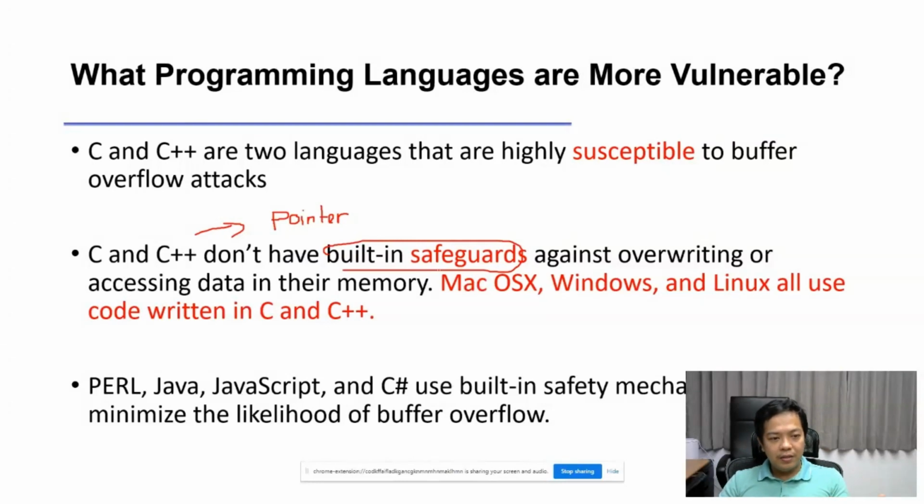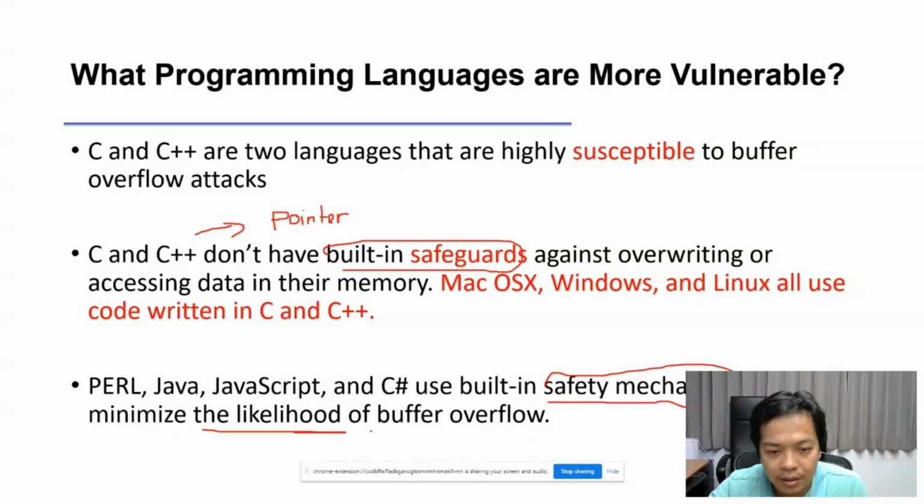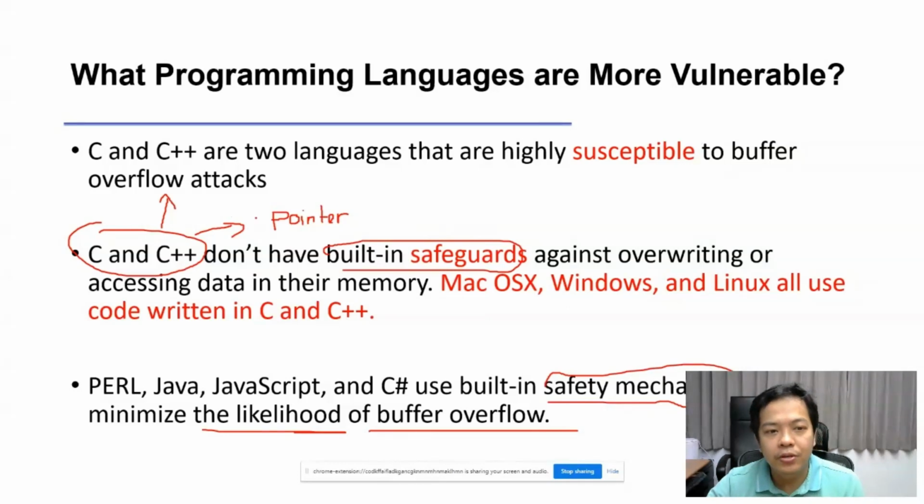But some other languages like Perl, Java, JavaScript, or C Sharp have methods to prevent buffer overflow. They have built-in safety mechanisms, so they can minimize the likelihood of buffer overflow. Okay, so remember, C and C++ have a big trouble with buffer overflow, because the problem is the pointer.